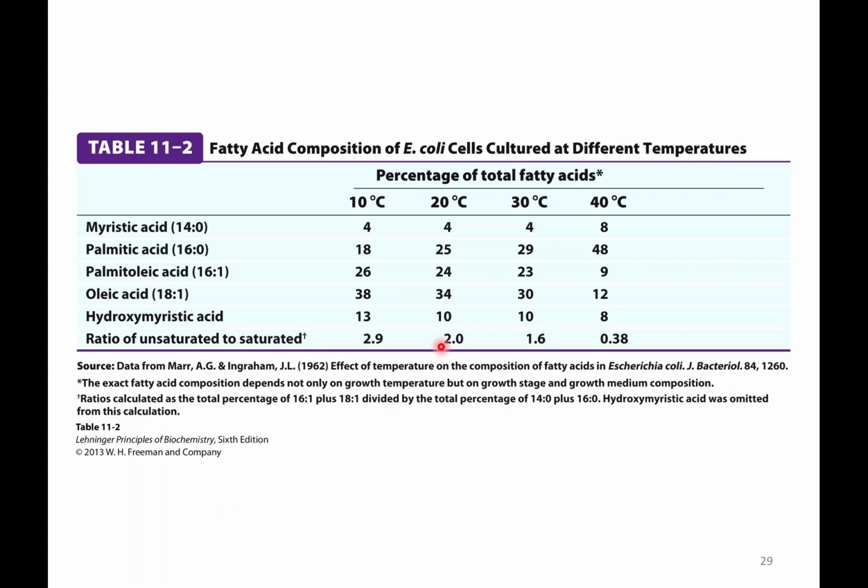And this table, obviously, you don't have to memorize these, but it's pretty interesting. This is the composition of E. coli cells grown at different temperatures. And here is a list of the different fatty acids found in the membranes. You'll see that these two are unsaturated fatty acids. These two are saturated. As we raise the temperature, the percentage of saturated fatty acids increases, right? That's to maintain integrity. As the temperature decreases, you can see that the percentage of unsaturated fatty acids increases, and that's to maintain fluidity.